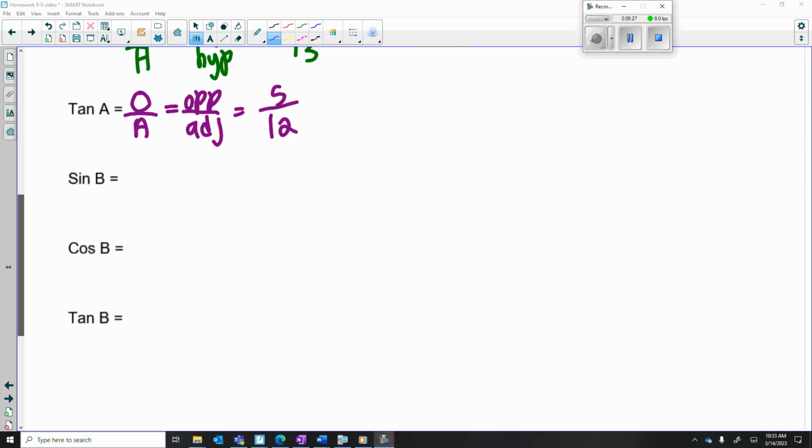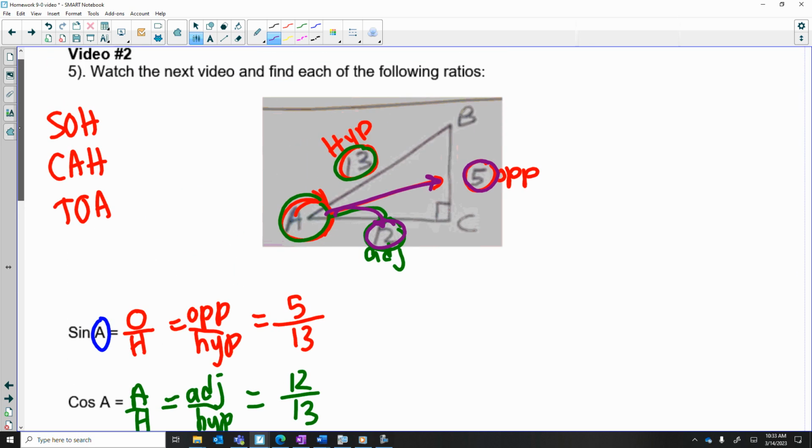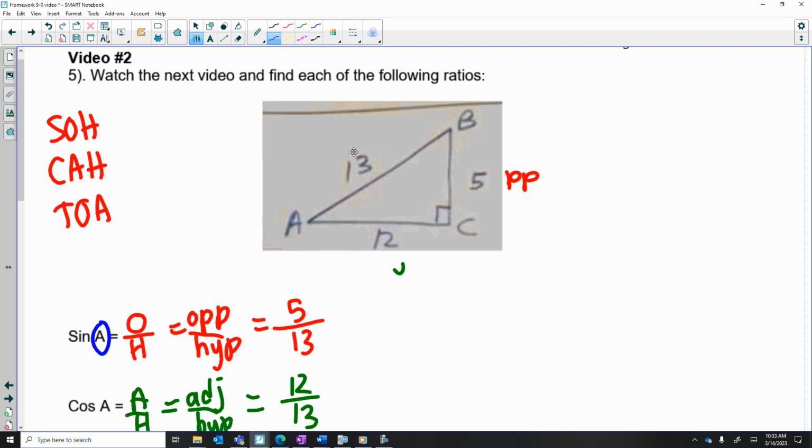Now, down below we have angle B. I want you to try angle B. I want you to stop the video here and do the sine, cosine, and tangent of angle B. Circle angle B first. That's my first advice. I'm going to actually erase these markings here. Circle angle B first and then mark which one is opposite, which one is adjacent, and which one is hypotenuse to angle B, and then fill out the sine, cosine, and tan of angle B.